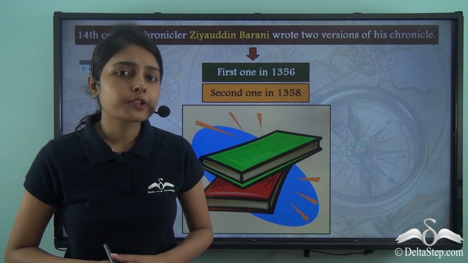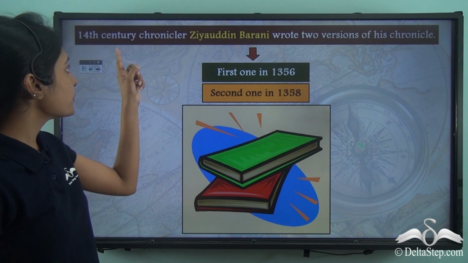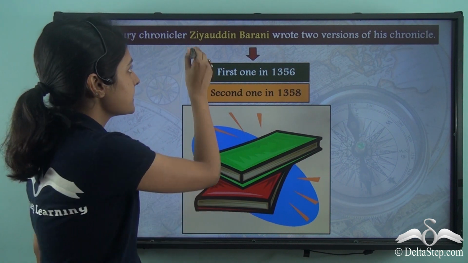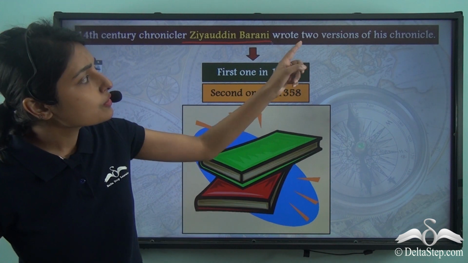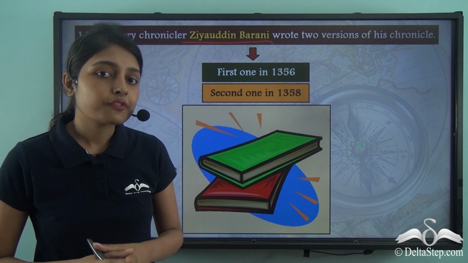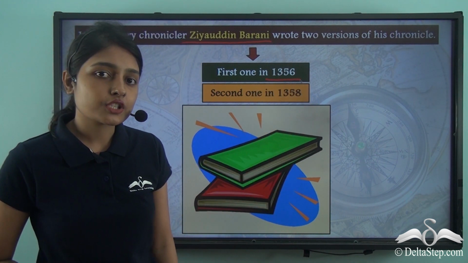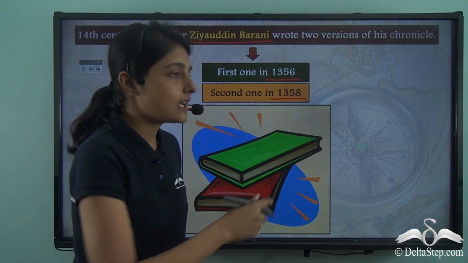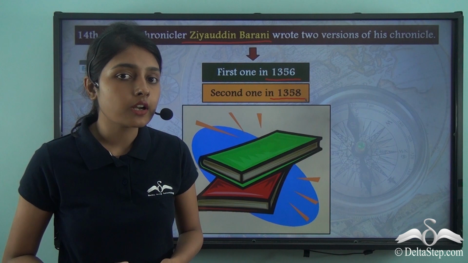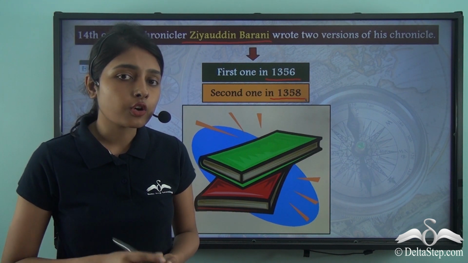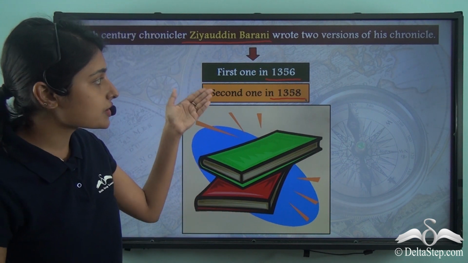As an example of the point we just mentioned, let us take into account the 14th century chronicler Ziauddin Barani. Now Ziauddin Barani wrote two versions of his chronicle. The first version was written in 1356 and the second version was written in 1358. So can you understand how in the hands of a chronicler or an author, one chronicle or one piece of information can undergo changes over the years?